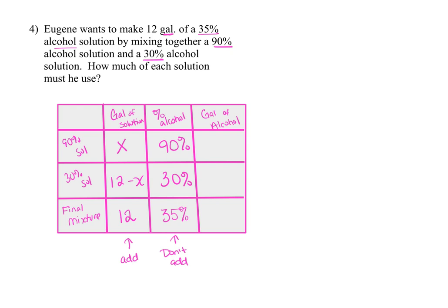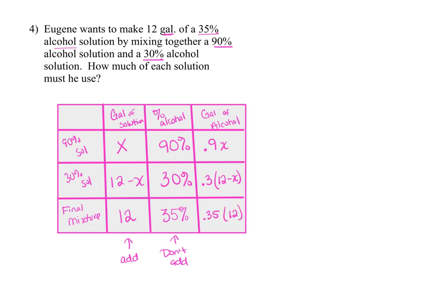How do I get each block of that last column? What do I do across? Same as distance, rate, and time? Multiply. But I don't put percentages. How do I write percent when I'm doing algebra? What do I do with those percentages? Decimal. So this is going to be 0.9 or 0.90. It doesn't matter because it's a 0. This is going to be 0.3. When I have a plus or minus, what do I need to make sure I put around it? Parentheses. And this is going to be 0.35 times 12.